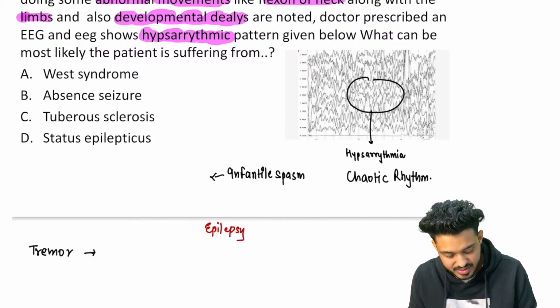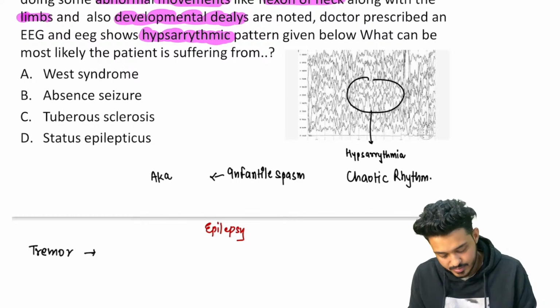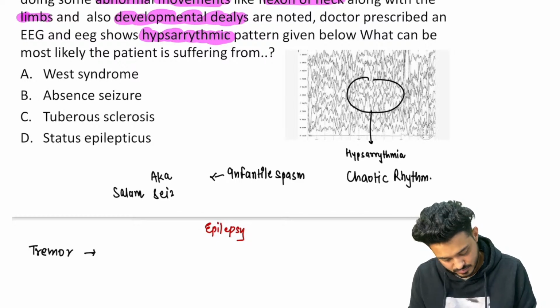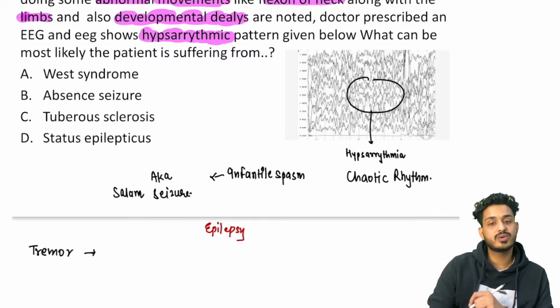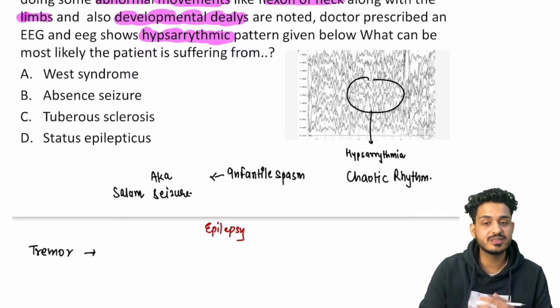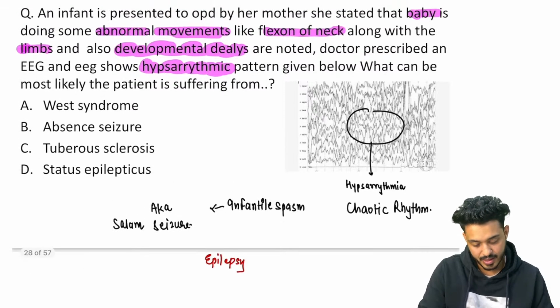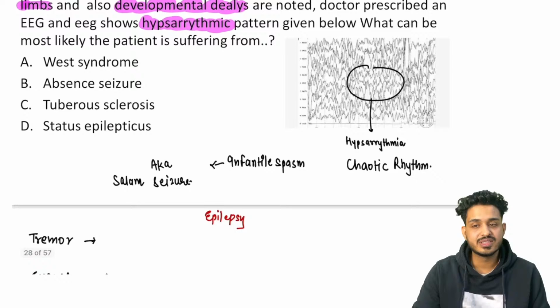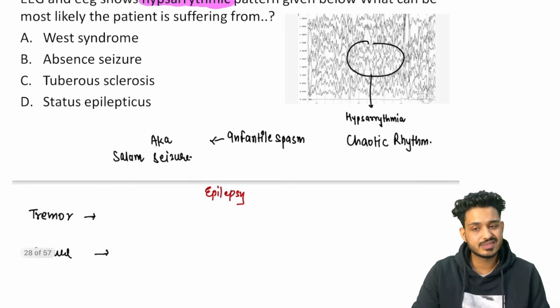Also known as, this is also known as what? Salaam seizure. This is also known as Salaam seizure. Infantile spasm, Salaam seizure, hypsarrhythmia, right? Now, what can be the answer? Is it West syndrome? Is it absence seizure, tuberous sclerosis, status epilepticus?